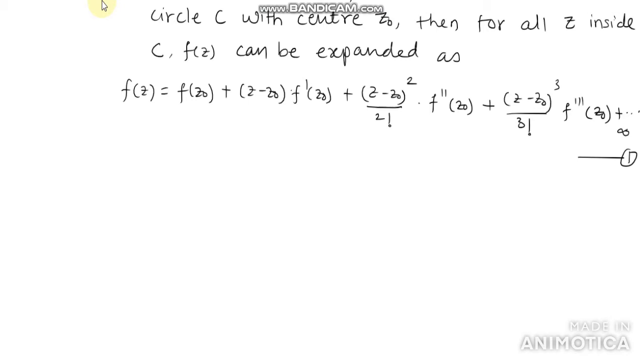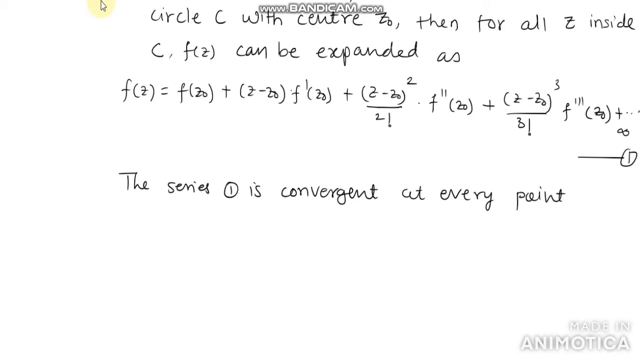The series 1 is convergent. Convergent means the sum of the series is a finite number at every point inside C, inside the closed curve C. It is known as Taylor's series.